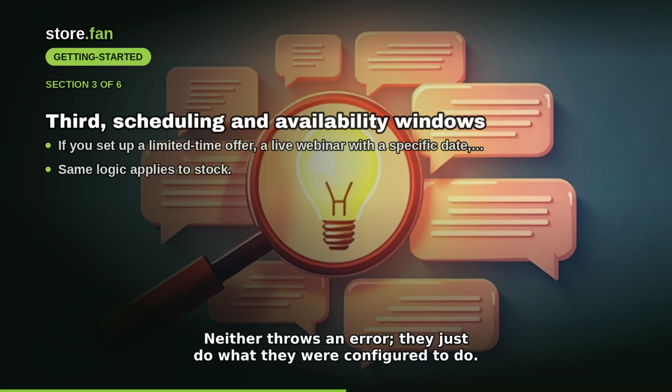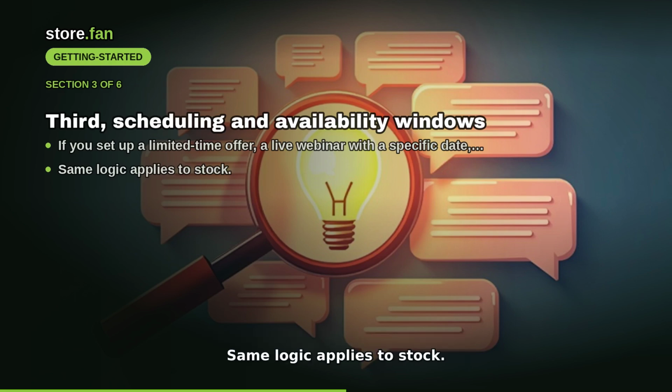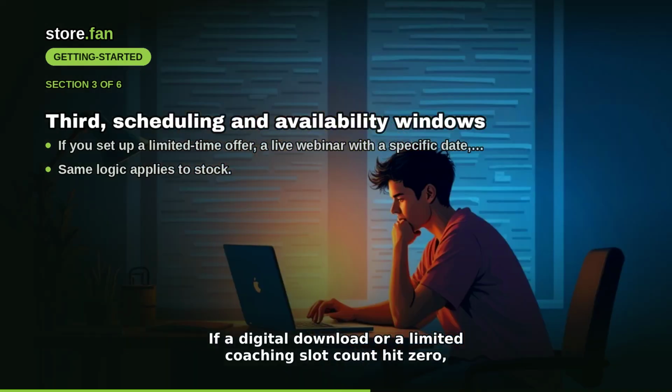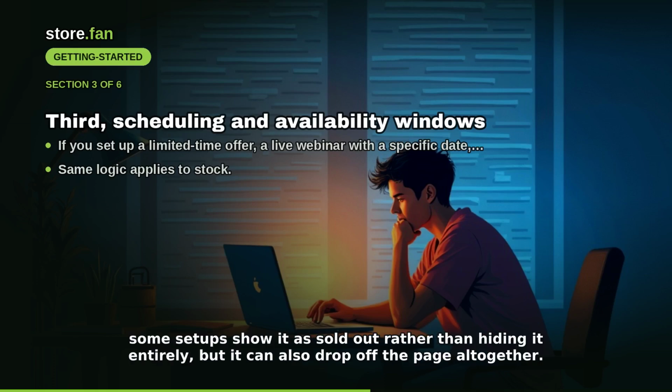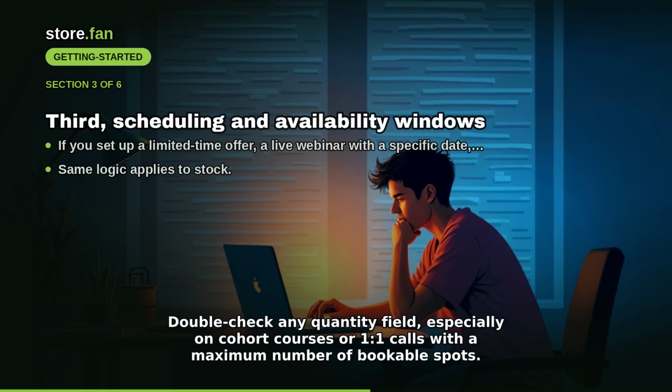Neither throws an error. They just do what they were configured to do. Same logic applies to stock. If a digital download or a limited coaching slot count hits 0, some setups show it as sold out rather than hiding it entirely, but it can also drop off the page altogether. Double check any quantity field, especially on cohort courses or one-to-one calls with a maximum number of bookable spots.